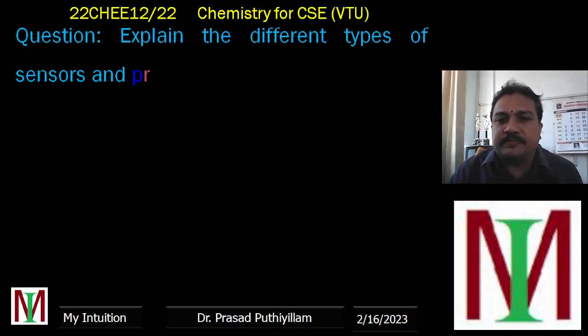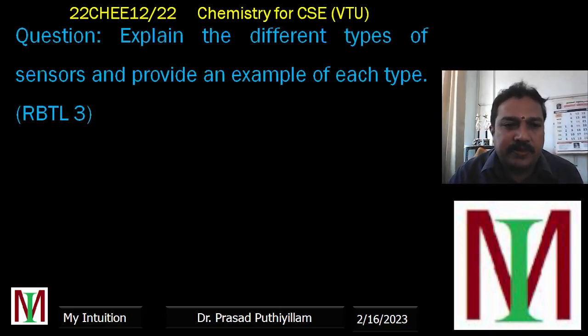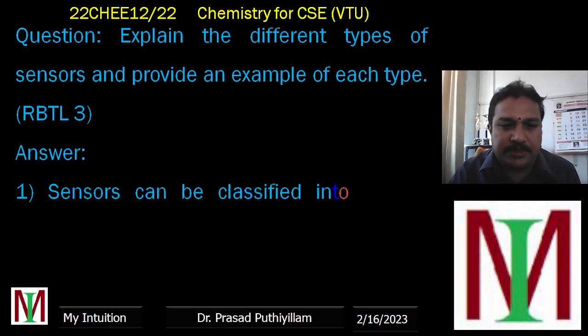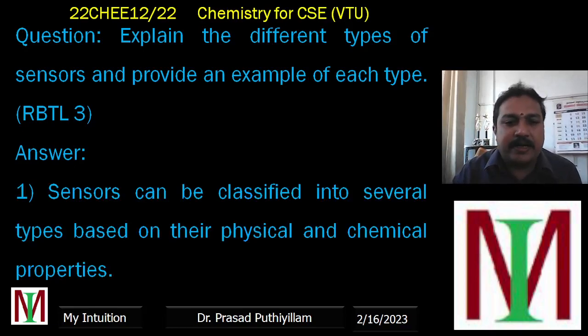First question. Explain the different types of sensors and provide an example of each type. This is a revised Bloom's taxonomy level 3 question. You need to explain different types of sensors with an example of each. So sensors can be classified, the answer is given here. Sensors can be classified into several types based on their physical and chemical properties.